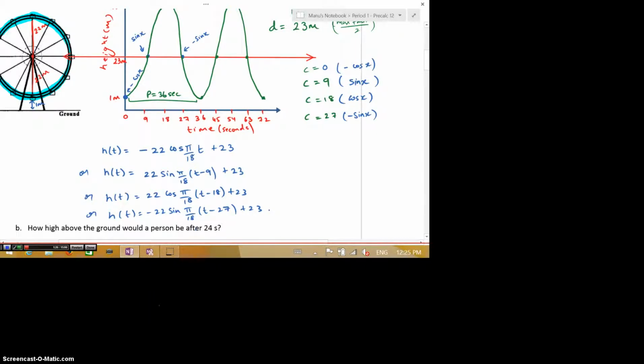In fact, if you're going to graph these equations, every single one of those would give you the exact same graph. Right? They all generate the exact same graph. Each equation is just representing a different phase shift than the other.